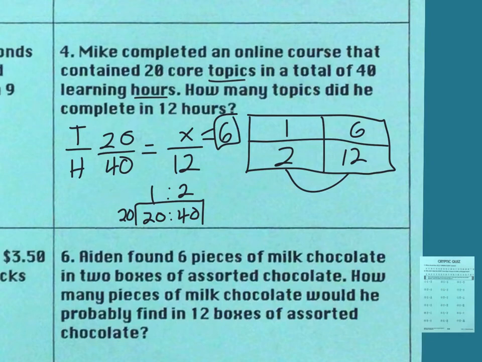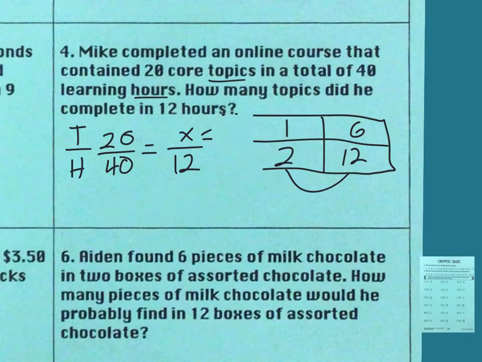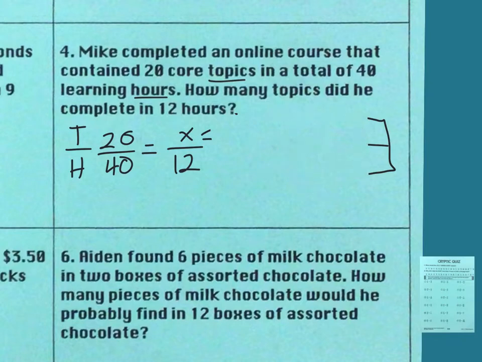Okay, so you can use that ratio table. We can also go back and use that proportion. So let's erase what we have here and see if we come up with 6, because that was the answer. So we will do our cross multiplication here. 40 times x is 40x. 12 times 20, I use my calculator. 20 times 12, I get 240.